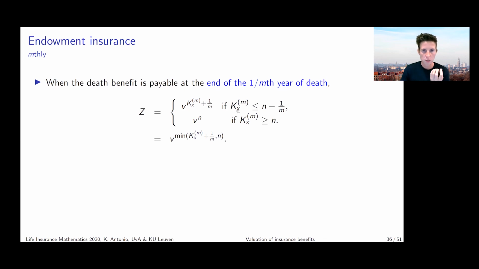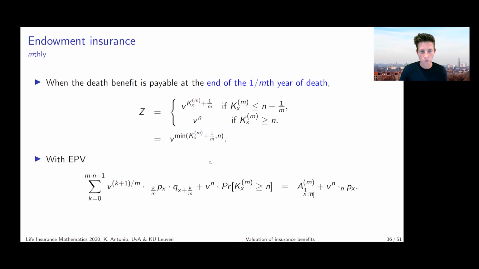The term insurance is going to pay the €1 benefit at the end of the 1 over mth year of death if kxm is less than or equal to m minus 1 over m. And if kxm is taking a value of n or beyond, so if you survive until x plus n, then the present value random variable is going to take the deterministic value of v to the power n. So putting that together, we've got this expression. We're going to recycle the expression for the term insurance that works in periods of 1 over m of a year, and we're going to add on top of that the valuation formula for the pure endowment.